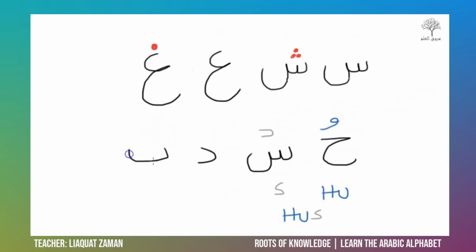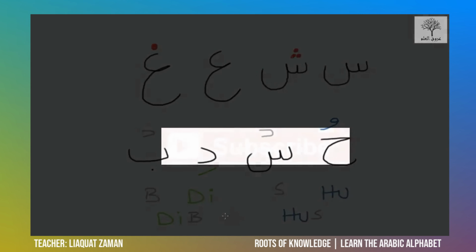Okay, again, have a go at this yourselves. So let's put a kasra here, and let's put a sukoon on here. Okay, so have a go. So this is di, and because you're going to join it onto the next letter, the sukoon letter, b, dib. Say it together, dib. So hus and dib.